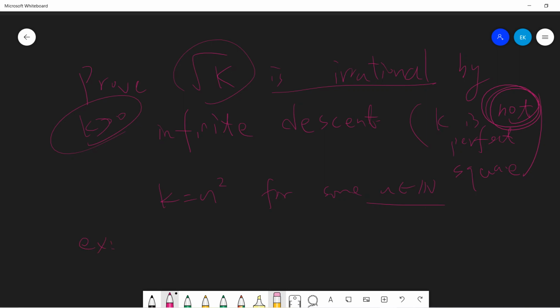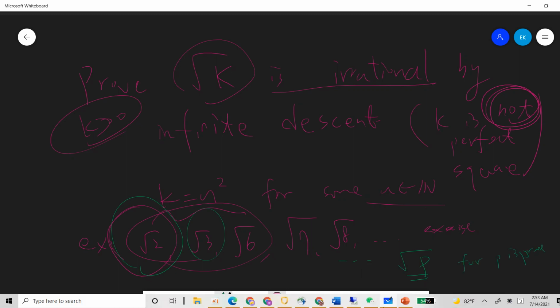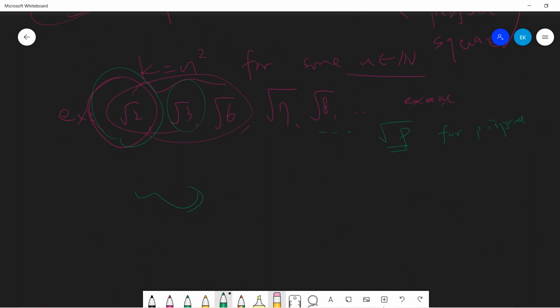The examples everyone knows are square root of 2, square root of 3, square root of 6, 7, 8. I will leave it as an exercise for you to prove, using your junior high school idea. In junior high school, you can easily prove the square root of 2 is irrational, and you can prove the square root of 3 is irrational. And finally, you can generalize to prove that the square root of p is irrational for p prime.